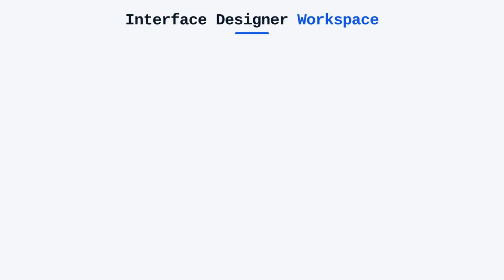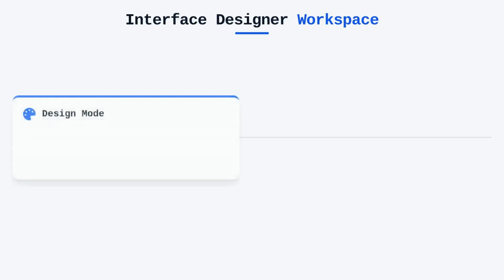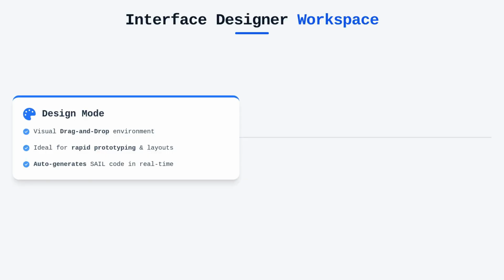When you open the Interface Designer, you are presented with a primary workspace that offers two distinct modes for development, known as Design and Expression. The Design mode provides a visual, drag-and-drop environment that is excellent for prototyping or structuring complex layouts without needing to memorize the specific syntax of every component. As you drag components into the canvas, the underlying SAIL code is automatically generated for you, reflecting your visual changes in real time.